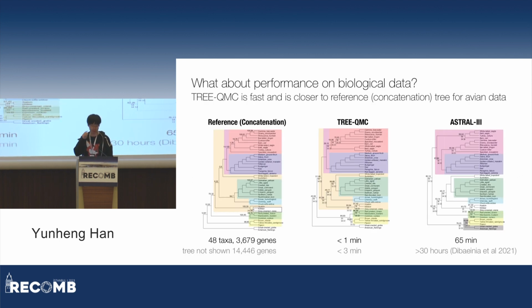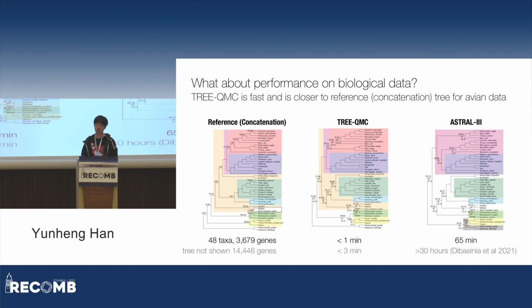Finally, we study the performance of the algorithms on a real biological data set. Here we use a data set of avian species of 48 taxa and up to 14,000 genes. We found that TREE-QMC is more efficient than Astral in terms of running time, where TREE-QMC only takes 1 minute to finish the data set of 3,000 genes, but Astral will take about an hour.